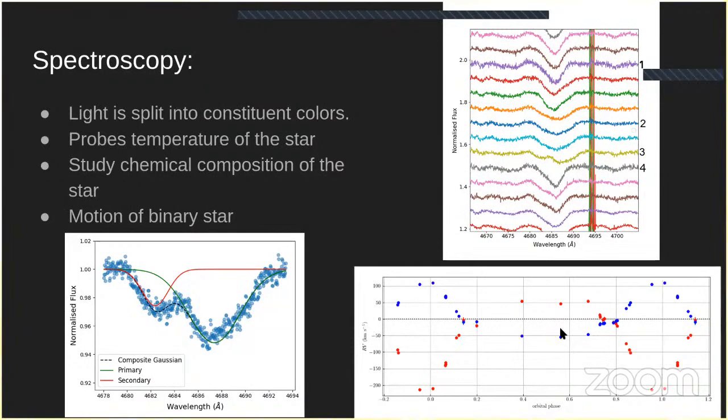And here you can see the radial velocity of the two components. The blue one is the primary, and the red one is the secondary. So you can see that there is a motion, like they reach a certain speed and then they come back. So you can use this to study a lot more about the system itself.